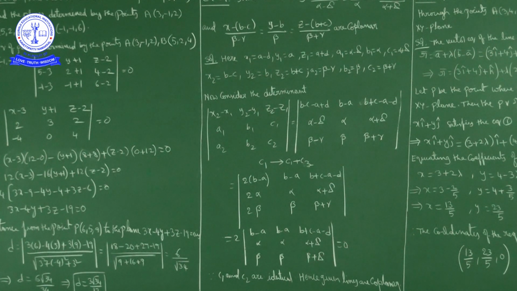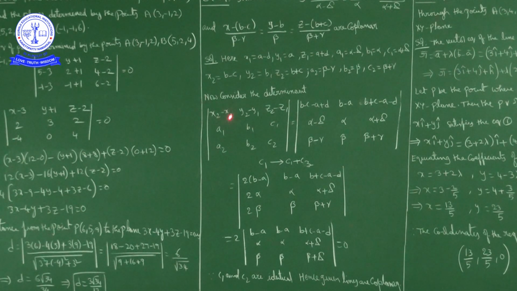This determinant is 0. What is the reason? The reason is the first column and second column are identical. When 2 rows or 2 columns are identical, then the determinant value is 0. Okay, so what do we have here?